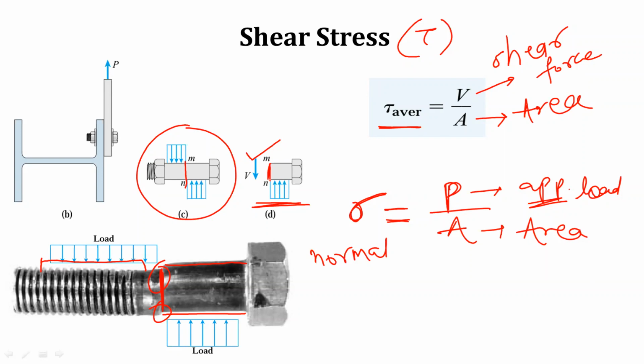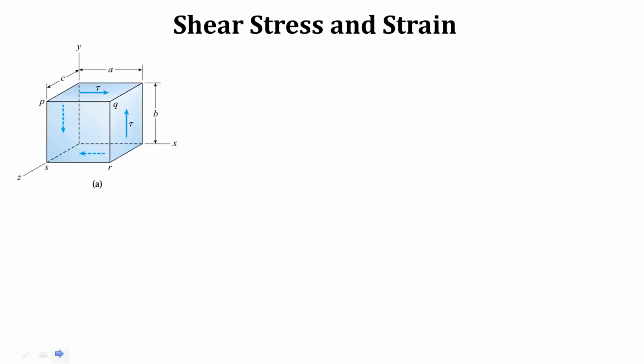Okay, now the unit of shear stress is again Newton per meter square, that is the SI unit of shear stress. That is again called Pascal, because area is meter square and force is in Newton. Now we will discuss shear stress and strain.